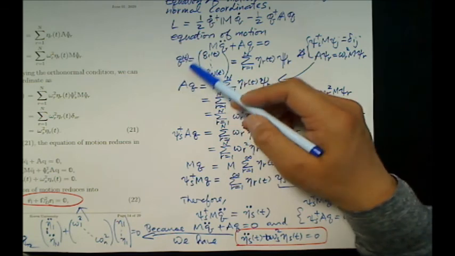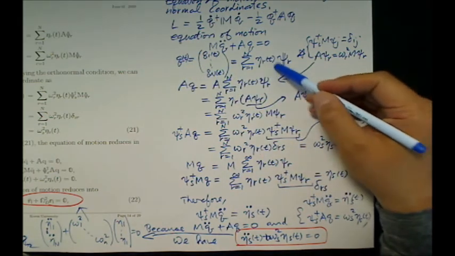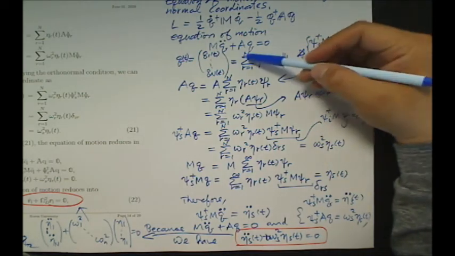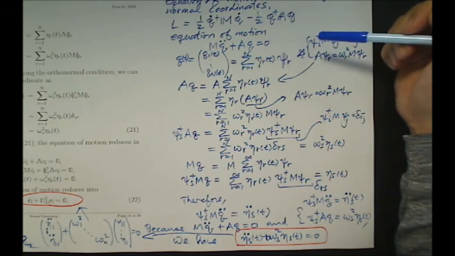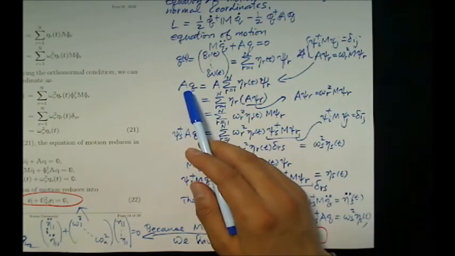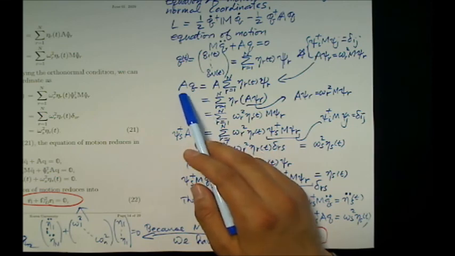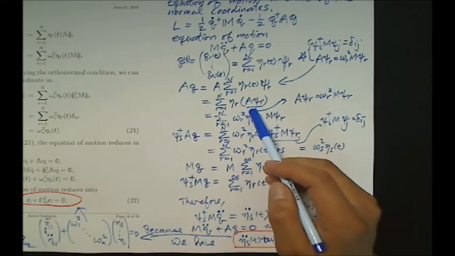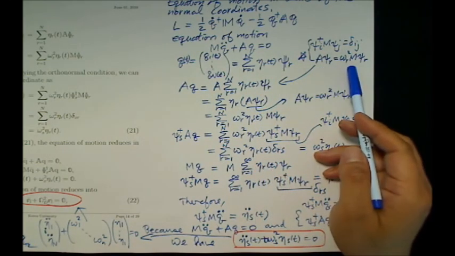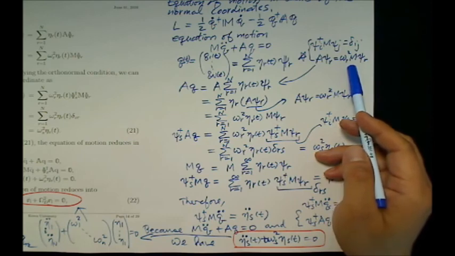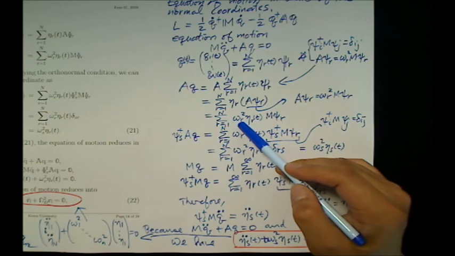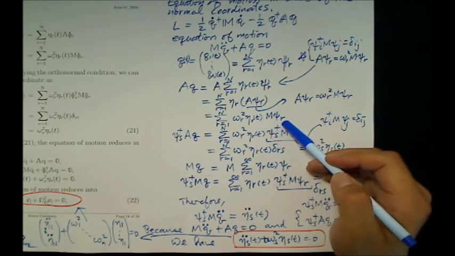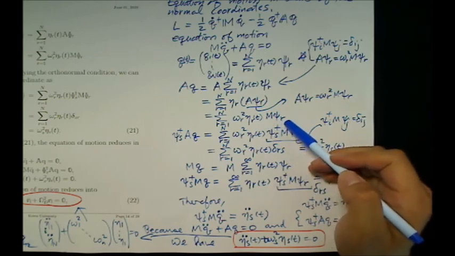Then all of the coordinates can be expanded as a linear combination of eigenvectors, and this is called the normal coordinate. We remember that AQ is the potential energy tensor acting on Q. We substitute this Q in here, and we have the eigenvalue equation. We can replace this with the frequency squared, and the frequency squared and the mass times the eigenvector.